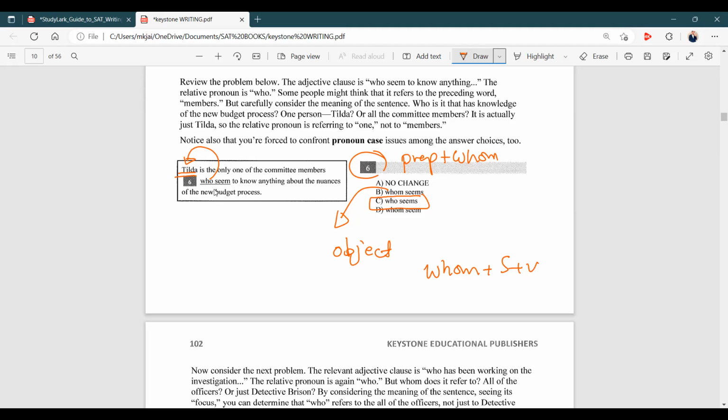Okay, why not Husim? Sim is a plural verb. So I can easily cross these two. I go with the pronoun referring to Tilda, and seems the verb has s because Tilda is singular. Okay, all right.